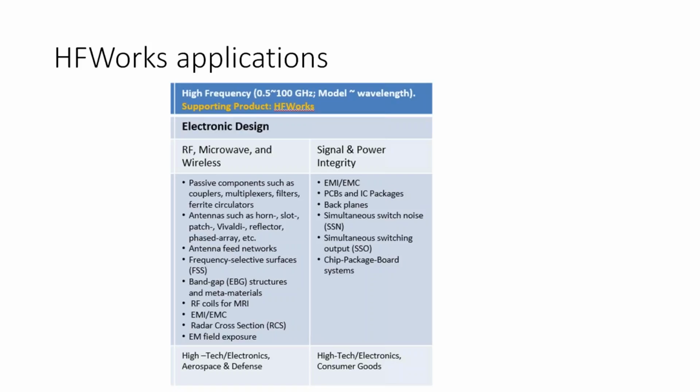One can study the characteristics of your antenna design, both the far field and the near field solution. You can look at antenna feed networks, then EMI, EMC type of problems, EM field exposure, etc. HFWorks can also be used for signal and power integrity for your designs.